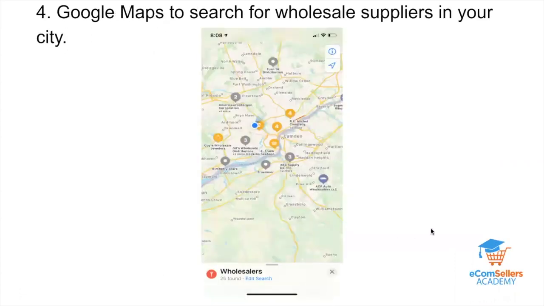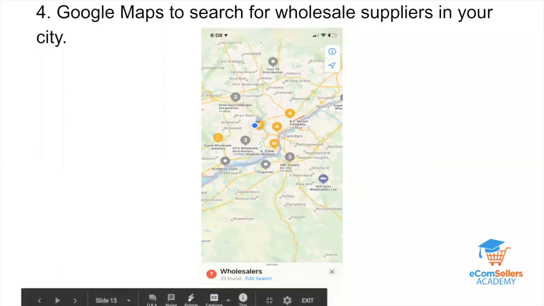This one is Google Maps. Now, this is a way that you can use on your phone. You know, you have the Google Maps app, and when you open it, you can actually search for wholesalers that way. That's just another option. You can click and look through that way too. You can find some locally.